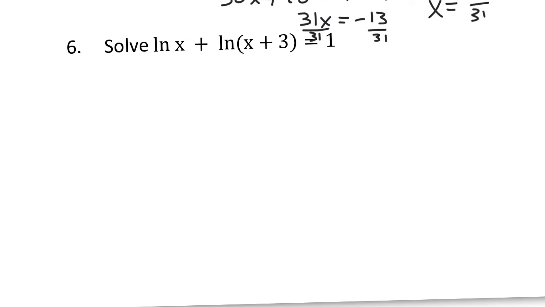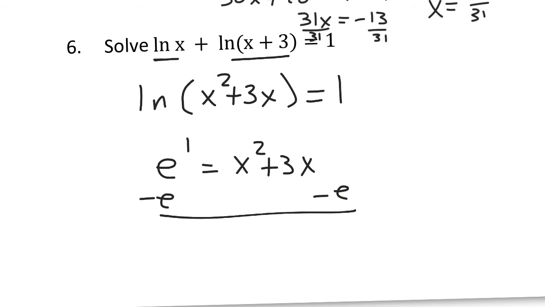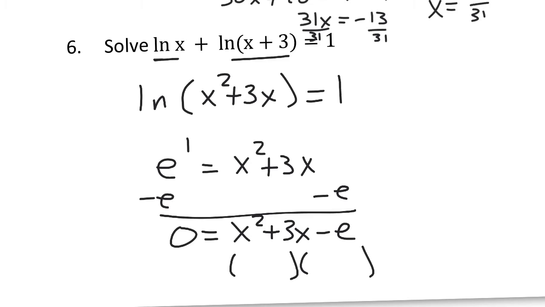Now I'm just going to tell you that on number 6 we are going to run into problems here, and it's okay. It happens. So let's put those together into a single logarithm. Logarithm of x squared plus 3x equals 1. Let's write it as an exponential. e to the first equals x squared plus 3x. Let's subtract e and get 0 to be x squared plus 3x minus e. Now you're going to run into problems here because e doesn't factor. You just can't.